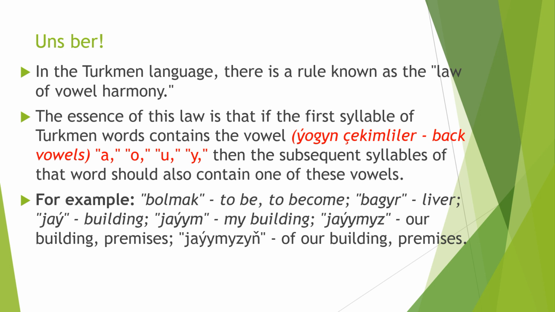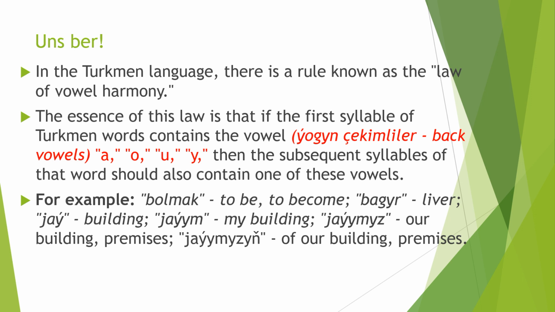Pay attention. In the Turkmen language, there is a rule known as the law of vowel harmony. The essence of this rule is that if the first syllable of Turkmen words contains ýogyn çekimliler, that is back vowels in English, like a, o, u, I, then in the next syllables of that specific word, we should also have one of these vowels. For example, bolmok.